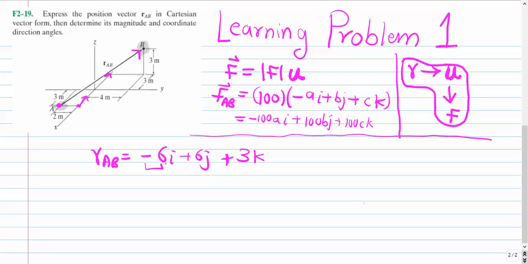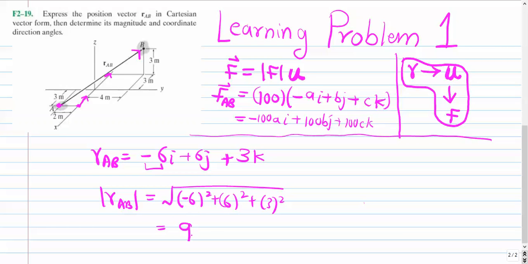we can move on to find its magnitude. In order to find the magnitude, we will just use the resultant vector formula. So the length of AB will be equal to the square root of the sum of squares of all the components. And this would give us 9 meters. So the magnitude of this length vector is 9 meters, which means the length of this line from the point A to the point B is 9 meters.